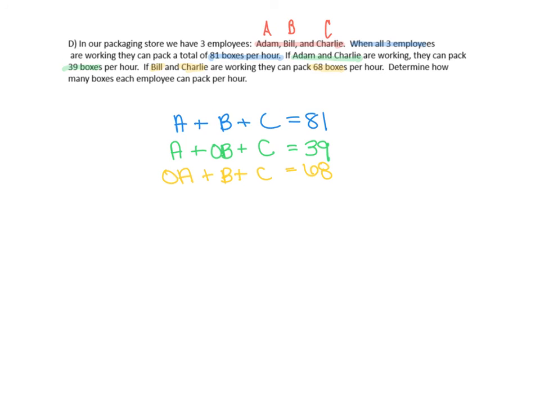And then lastly, determine how many boxes each employee can pack per hour. So we've got our equations written. We would write out our matrix, 1, 1, 1, 81, 1, 0, 1, 39, and 0, 1, 1, 68. Again, I'm pretty confident you can use the calculator to solve, so I'm going to stop here. You don't need to solve it, but I just wanted you to make sure that you could see the setup if you were having trouble yesterday.